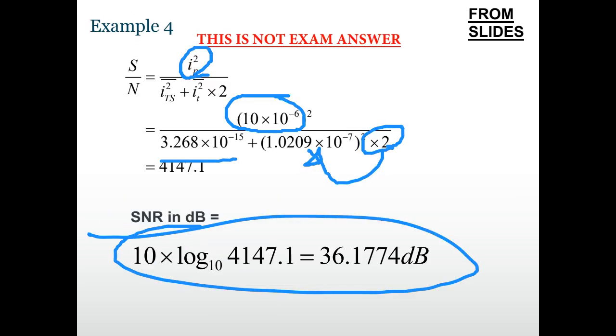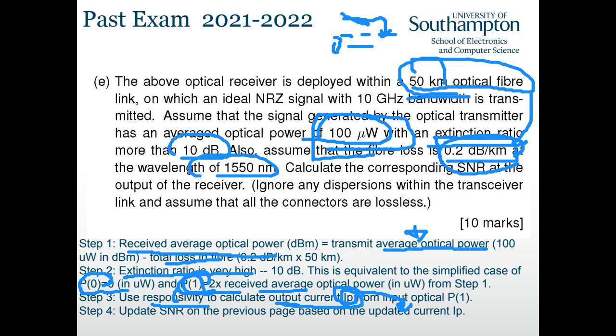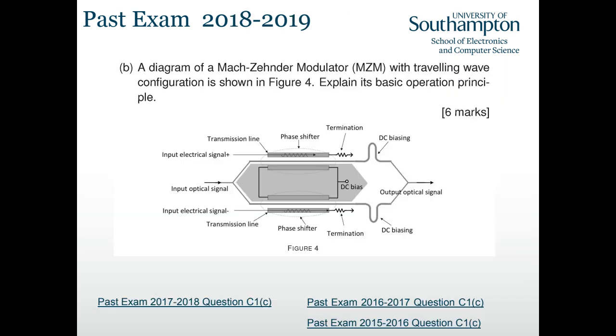Okay, then finally you get the SNR. So if you practice by yourself, do it step by step, and in the exam, even if the exact value of your final answer is not correct, I will still give you a proportionate mark for different steps. Okay, let's look at more exam questions from previous years.